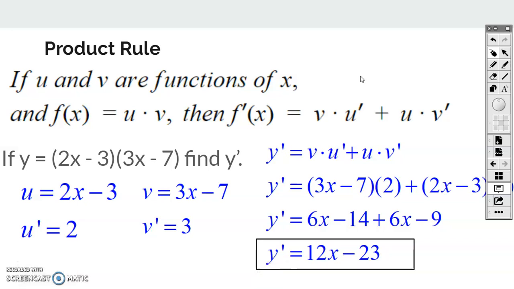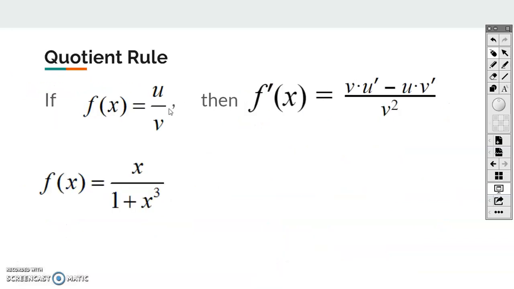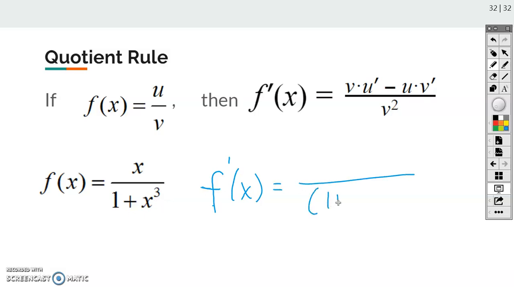The quotient rule, which is a little bit tougher, so if your original function is u over v, then the derivative is v times u prime minus u times v prime divided by v squared. The way that I remember this formula is I always start on the bottom and I start by squaring it. So if I want the derivative of this one, f prime of x, I'm going to always start with the bottom and square it. So 1 plus x cubed squared.